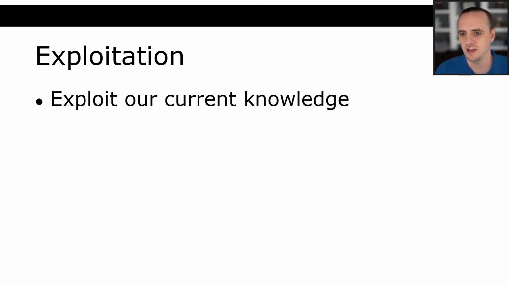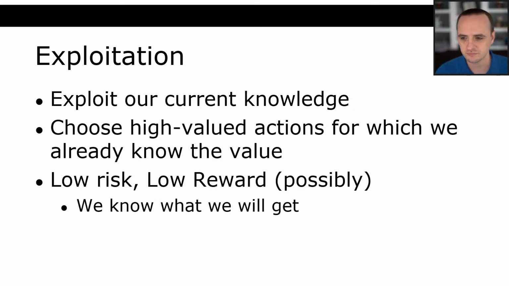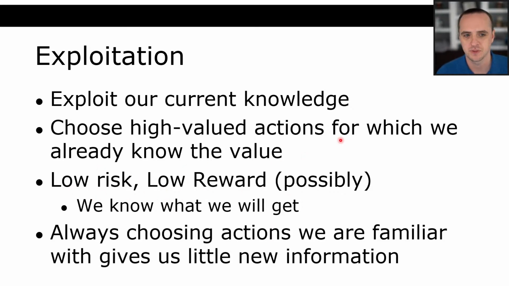So exploitation is exploiting our current knowledge. And it means that we are going to choose a high-valued action for which we already know the value. So I'm going to go to Wendy's. I'm going to get a junior bacon cheeseburger because that's a pretty high-valued action, especially when you divide it by the price, right? So the utility of a junior bacon cheeseburger is very high for me. Exploitation is low risk and possibly low reward. We know what we're going to get, right? So always choosing actions we are familiar with doesn't give us as much information as if we try new actions.